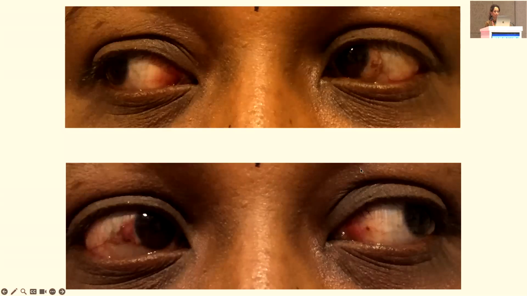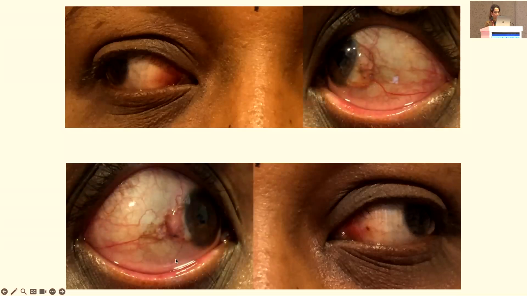Now, here is a lady presenting with a lesion in the left eye's temporal bulbar conjunctiva, and in the right eye's temporal bulbar conjunctiva. Let me show you. So this is what she has. This is cystic indeed, right? She doesn't have a history of surgery. She says it has been present there since childhood.